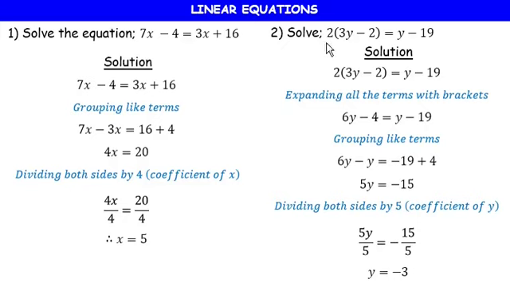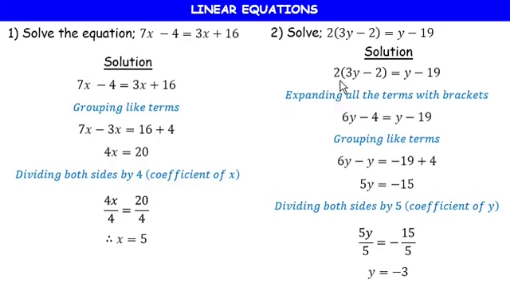So here, for instance, we have 2 into bracket 3y minus 2 is equal to y minus 19. So it means you have to find the value of y, right? But we have y here, which is caged in a bracket. So the first thing we have to do is what? Is to expand this bracket, right?